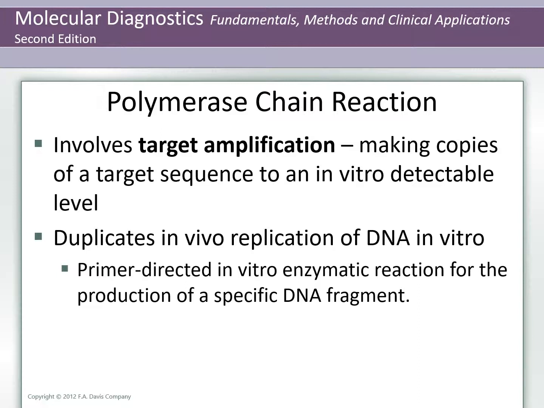The process of in vivo replication involves double-stranded DNA that serves as a template, DNA polymerase to catalyze addition of nucleotides to the growing strand, and primer, which is synthesized by primase in vivo, to which DNA polymerase adds subsequent bases. Polymerase chain reaction duplicates in vivo replication of DNA in vitro. It uses primer-directed in vitro enzymatic reaction for the production of a specific DNA fragment.